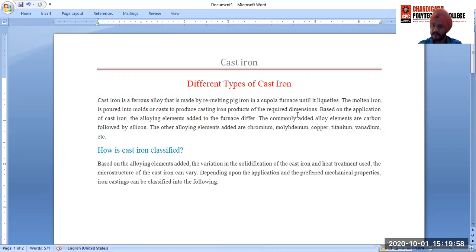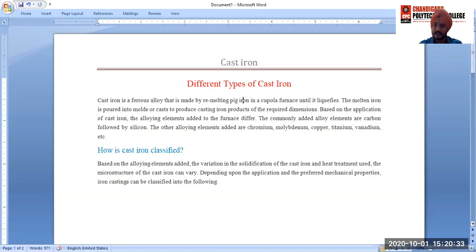Different elements are added in the furnace to improve the required properties of the material. The commonly added alloying element is carbon, followed by silicon. The other alloying elements added are chromium, molybdenum, copper, titanium, vanadium, etc. These elements are used to improve the properties of the material. They give strength to the material for good working purposes.